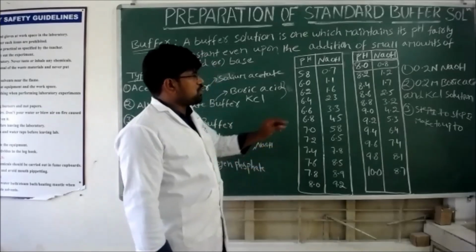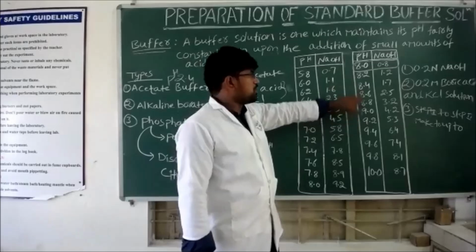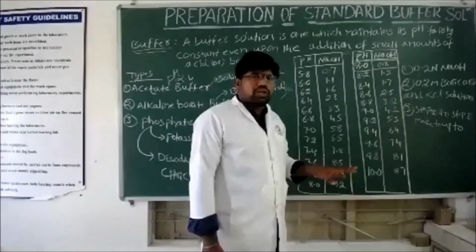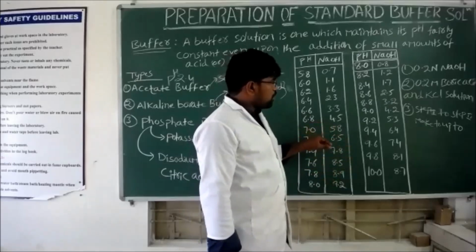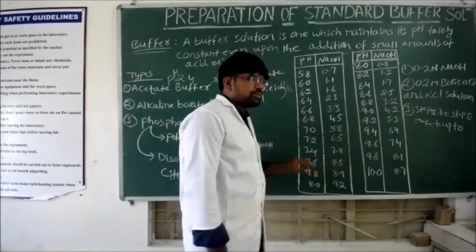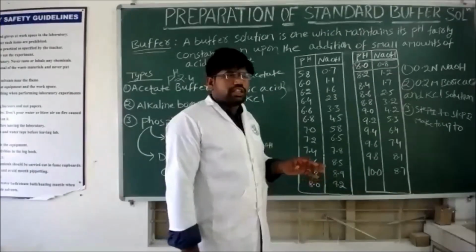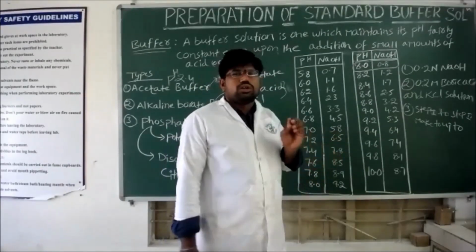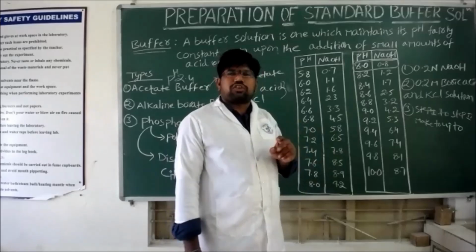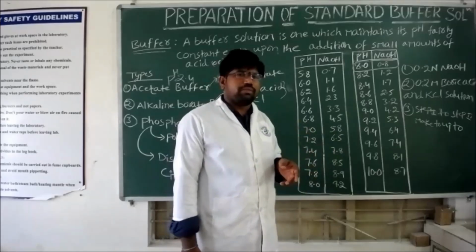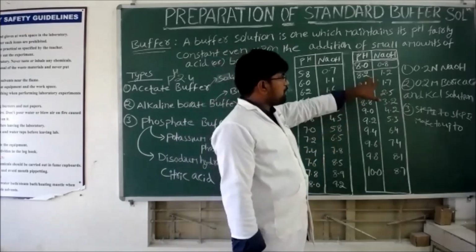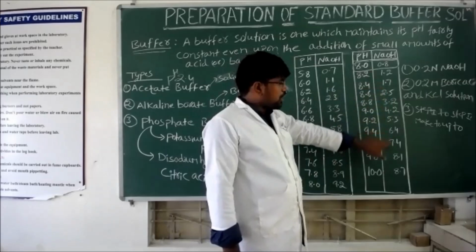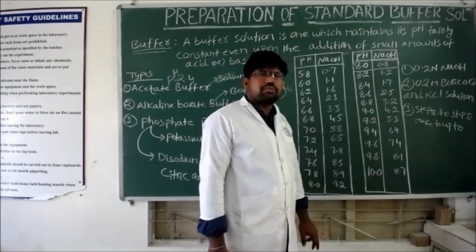Because of that reason, in this table I mentioned only pH and sodium hydroxide. In buffer preparations, the volume of this boric acid potassium chloride solution is a standard one. For example, if you are preparing 10 ml, generally we will add 2 ml. If you are preparing 250 ml, we will add 50 ml. Depending on the pH, the sodium hydroxide quantity will vary, and automatically we will prepare the different pHs.